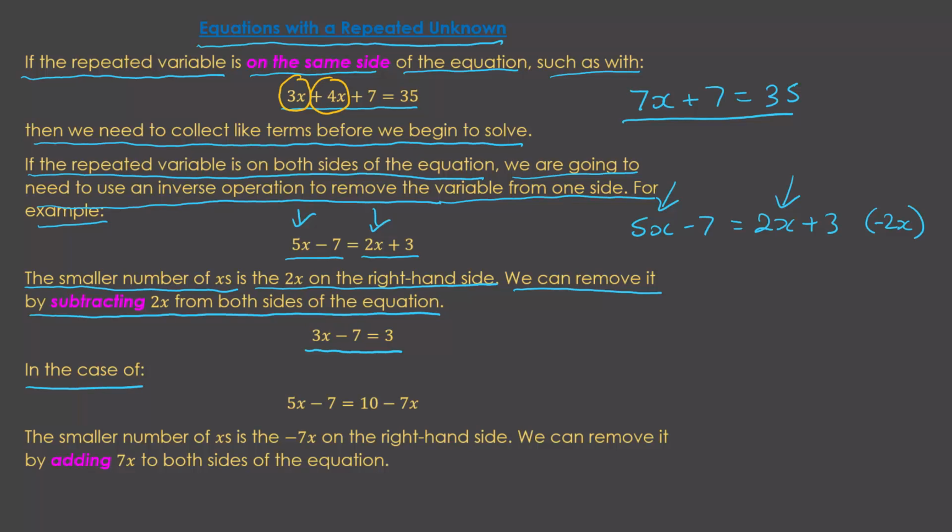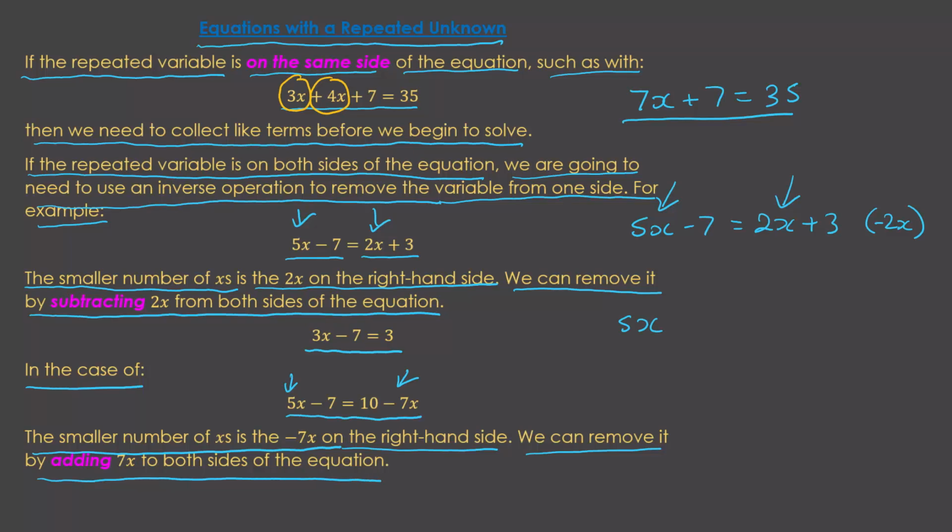In the case of 5x minus 7 equals 10 minus 7x, the smaller number of x's is the negative 7x. Negative 7 is a smaller number than 5 on the right hand side. We can remove it by adding 7x to both sides of the equation.